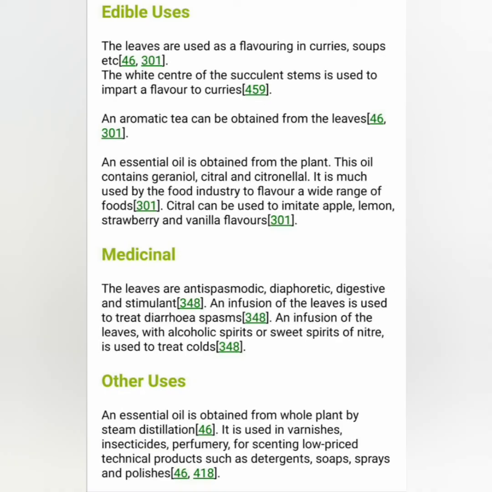Now it has so many important uses: edible uses, medicinal uses, as well as other uses. Now for edible uses, you can see that the leaves are used as a flavoring agent in curries, soups, and other food. And the white center of the succulent stem is used to impart a flavor to curries. Even the stem can be used. And also an aromatic tea can be obtained from the leaves of this grass.